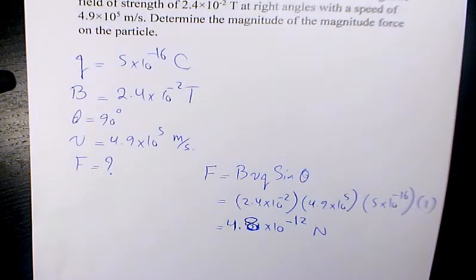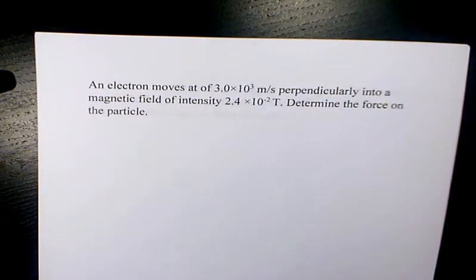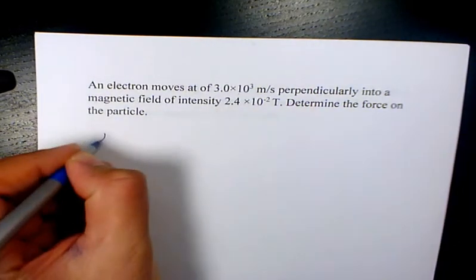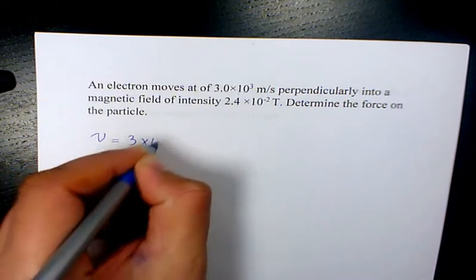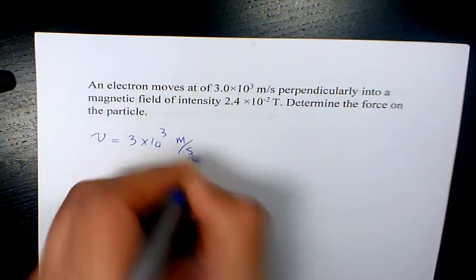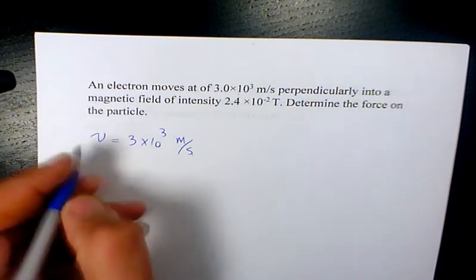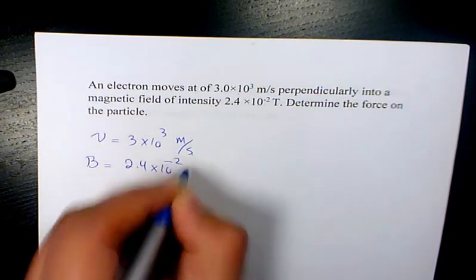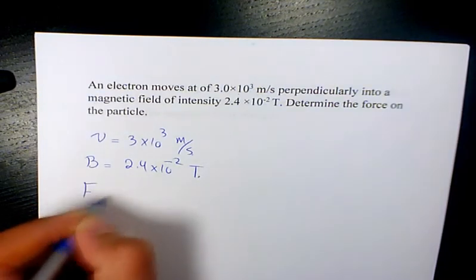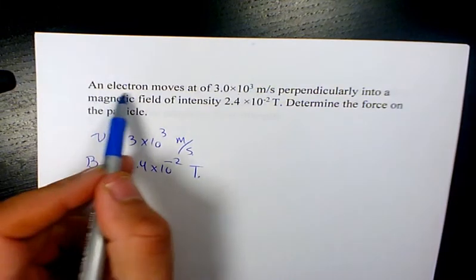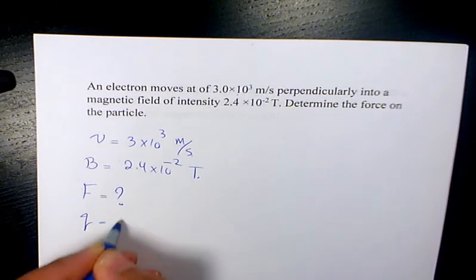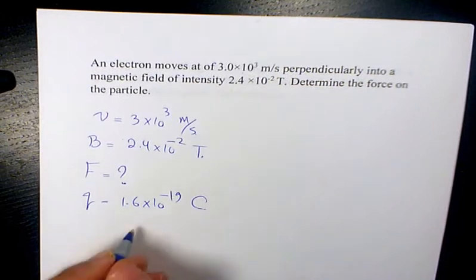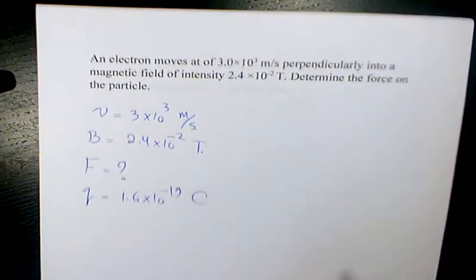An electron moves at 3 times 10 to the power of 3 meters per second, perpendicularly into a magnetic field of intensity 2.4 times 10 to the power of negative 2 Tesla. Determine the force on this particle. We are dealing with an electron. Electron Q is 1.6 times 10 to the power of negative 19 Coulomb. And it's perpendicular, so theta is 90.